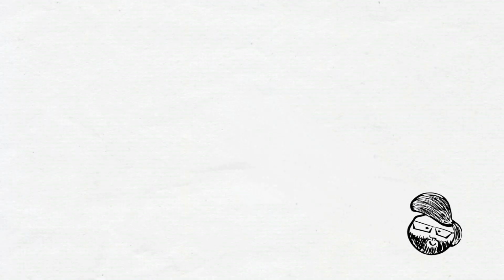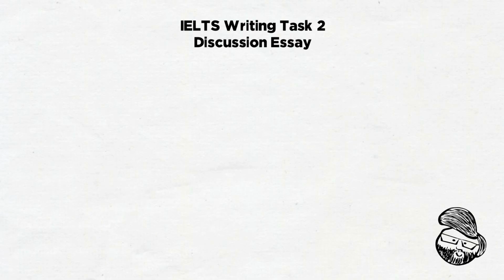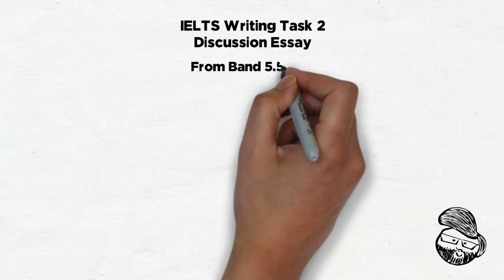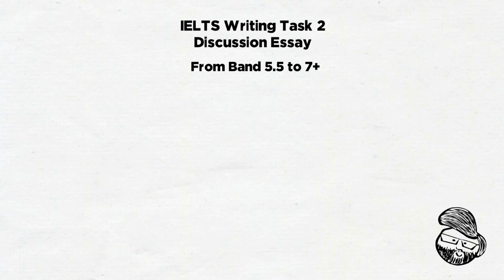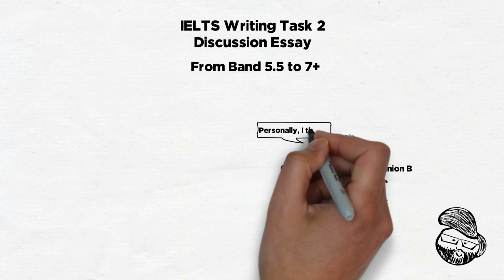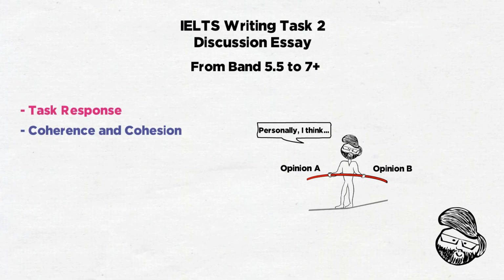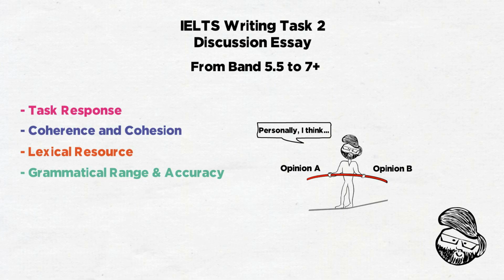Hi everyone! Today, we're focusing on the Discuss Both Views essay, a common question in IELTS Writing Task 2. We'll take a standard Band 5.5 response and elevate it to Band 7+, focusing on how to present a balanced argument while still having a clear opinion. We'll analyze it using the 4 official criteria: task response, coherence and cohesion, lexical resource, and grammatical range and accuracy. Let's dive in. Here's our task.